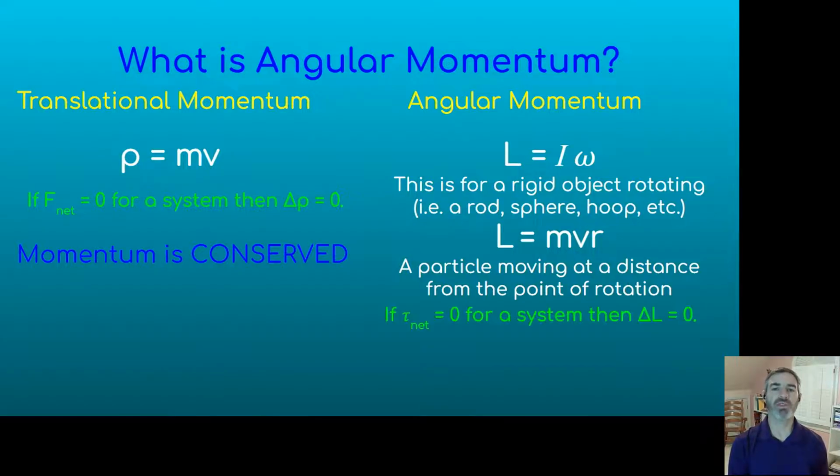Likewise, in angular momentum, if the net torque is equal to zero for a system, then there's no change in angular momentum for that system. So that means angular momentum is conserved. So like translational momentum, angular momentum is also a conserved quantity.